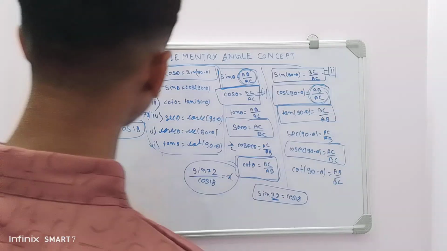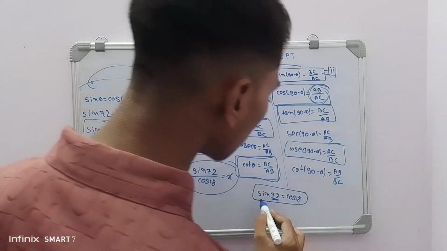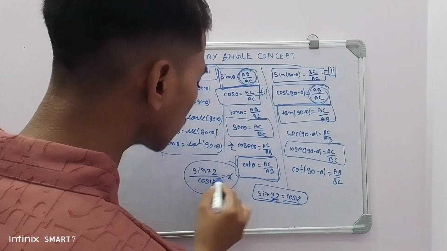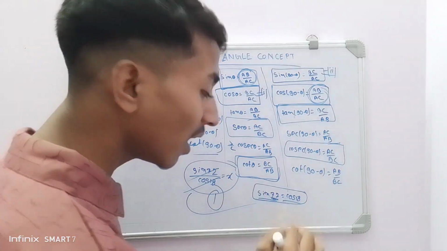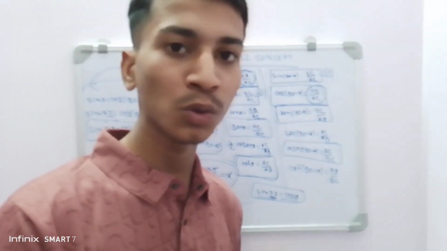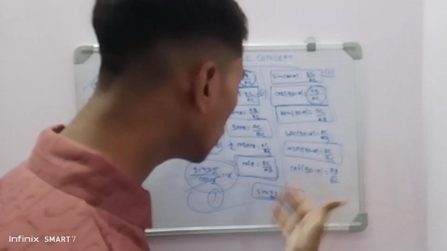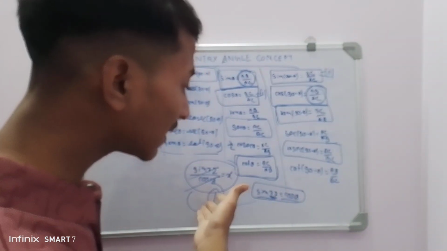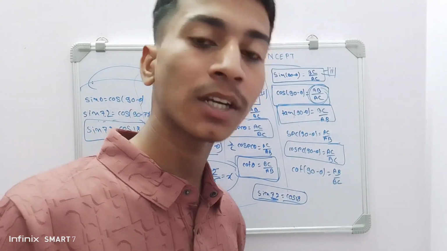So as you understand, sine of 72 is equal to cos of 18, that means both of them are equal. So they will cancel out and the answer will remain 1. And this is how you have to use the concept of complementary angle. And you are able to solve such a complicated question which is asked in many competitive examinations.